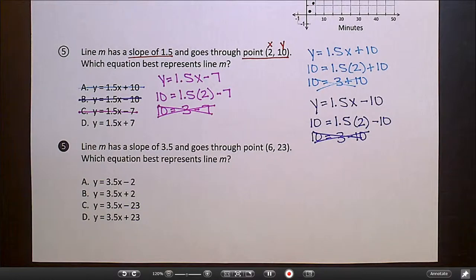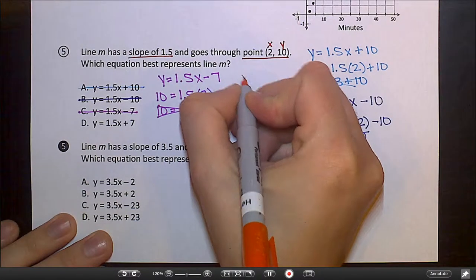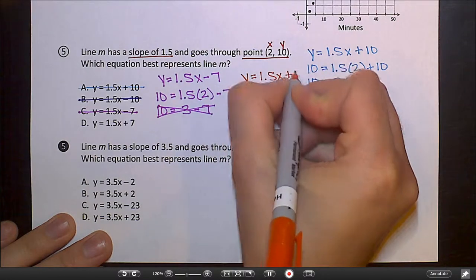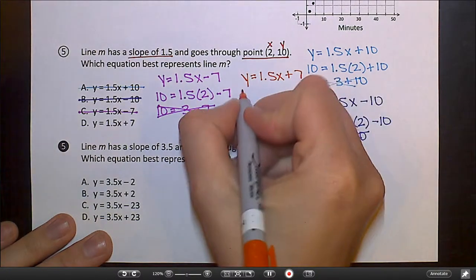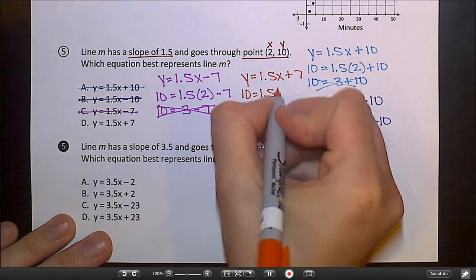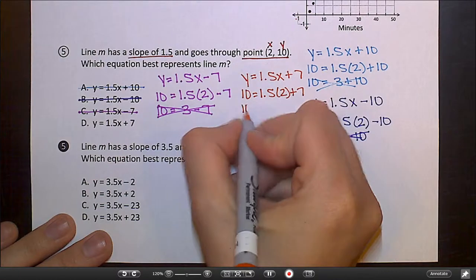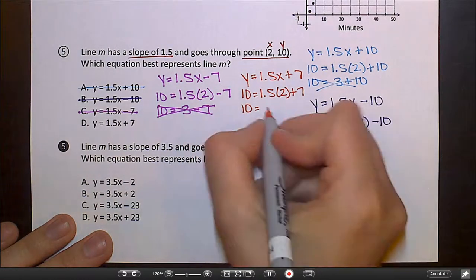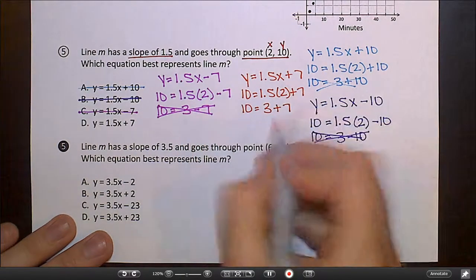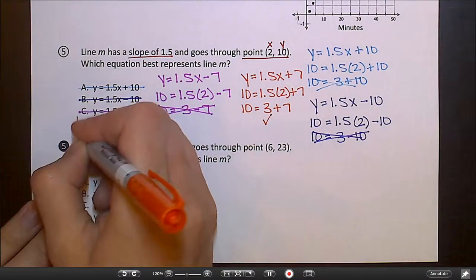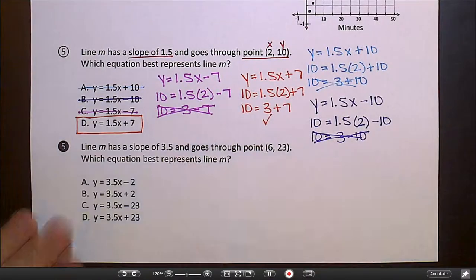Now I am not going to be lazy and just circle D, because if I made a mistake somewhere, I want to be able to catch it. So let's test choice D. 1.5x plus 7. 10 equals 1.5 times 2 plus 7. We are really good at multiplying 1.5 times 2. That's 3 plus 7, and 3 plus 7 does equal 10. So that is my answer.